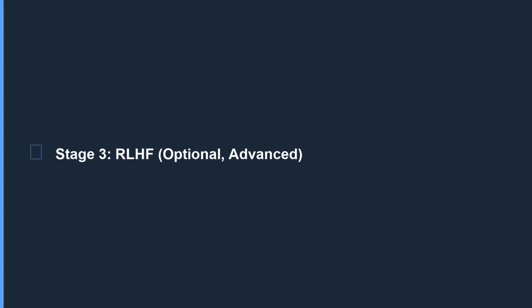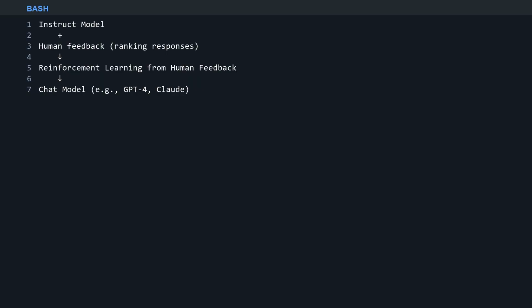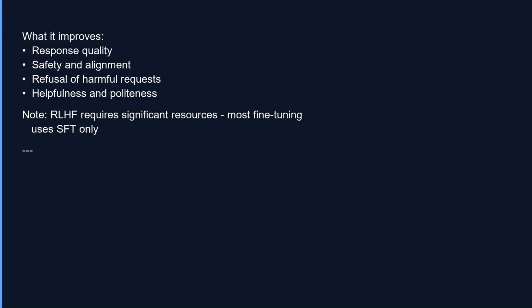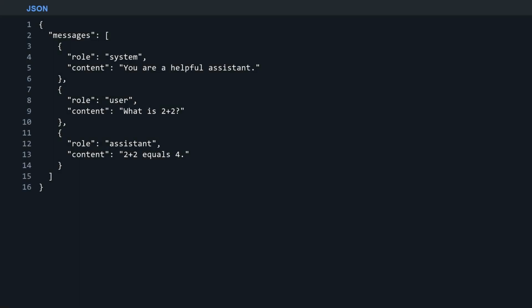Let's now look at Stage 3, RLHF, optional, advanced. Here's the bash code for this section, starting with Instruct Model. What it improves: response quality, safety and alignment, refusal of harmful requests, helpfulness and politeness. RLHF requires significant resources. Most fine-tuning uses SFT only. Let's now look at chat format anatomy. Let's now look at the messages structure. Here's the JSON code for this section.